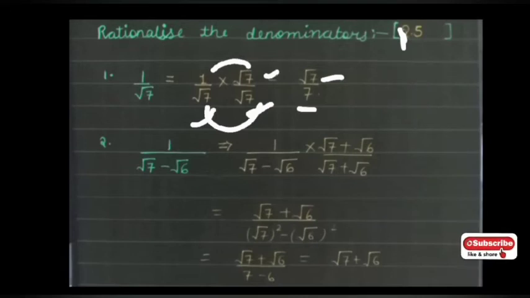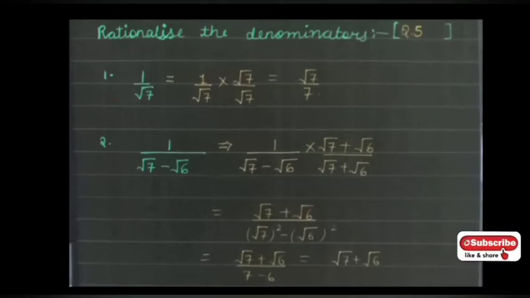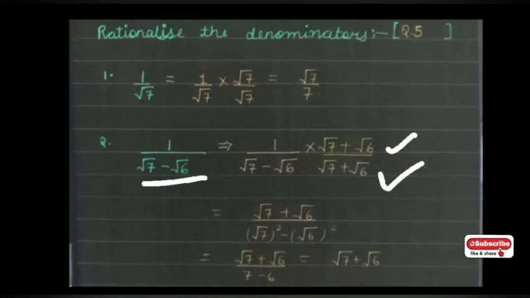Next question, 1 upon root 7 minus root 6. Over here you have the root in both the terms in the expression of denominator. So 1 by root 7 minus root 6 will be root 7 plus root 6. Root 7 plus root 6 you have multiplied and divided. What will happen? This 1 will be multiplied to root 7 plus root 6. That would become root 7 plus root 6.